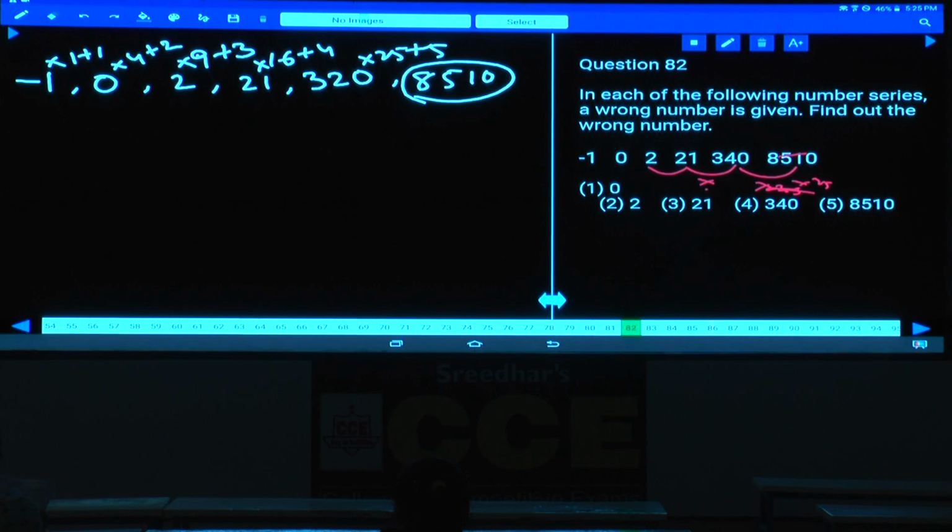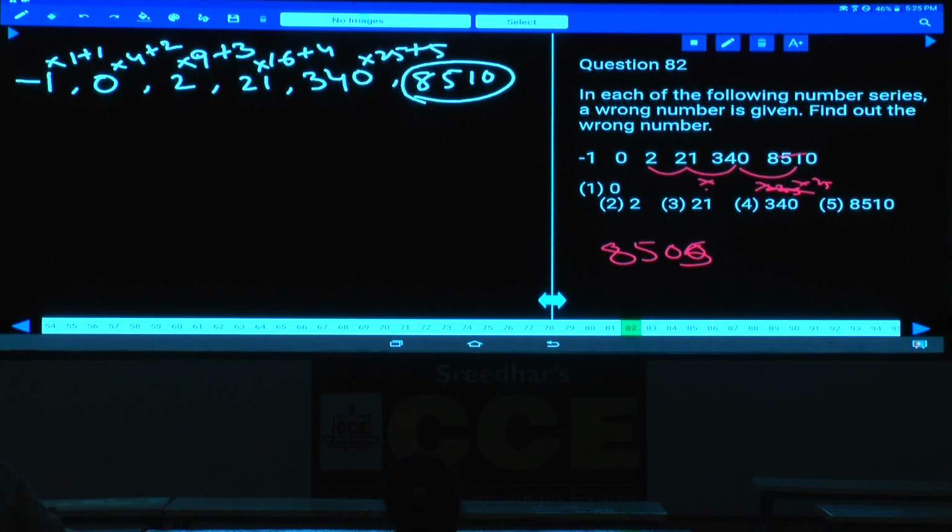Clear now? Now each of these numbers is multiplied with into 1 square, into 2 square. Now this is 340. Then 340 into 25 is how much? 340 into 25 means divided by 4. If you divide this by 4, that is 85. Hence 8500 plus 5 will be 8505. Here it is given as 8510. That is the wrong number.